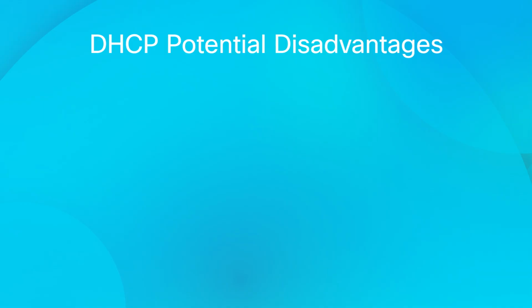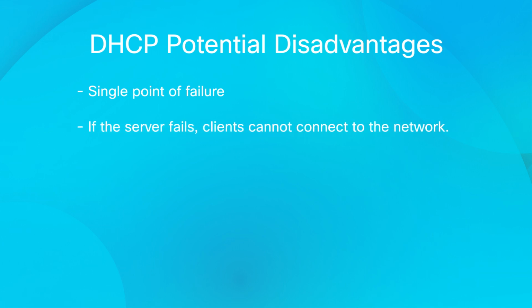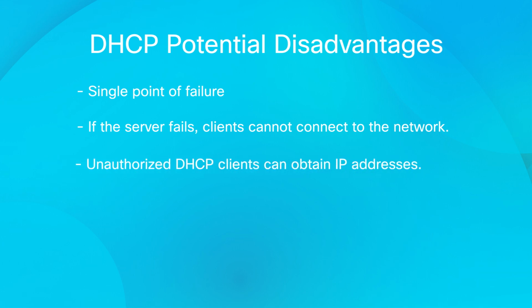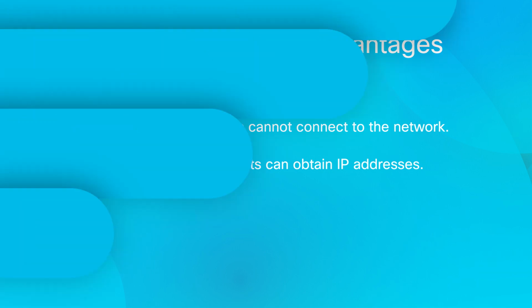But you also know that nothing is 100% perfect, so there are some potential disadvantages. The DHCP server can be a single point of failure in networks. In the absence of the DHCP server, the client cannot connect to the network. And it's possible for unauthorized DHCP clients to obtain IP addresses.